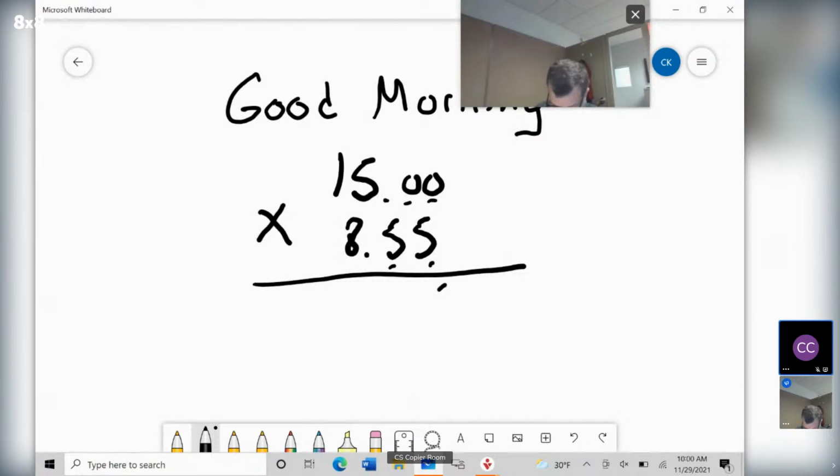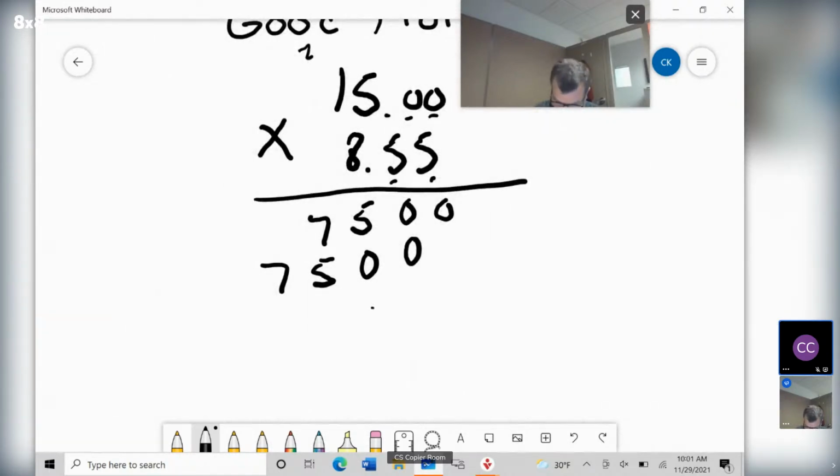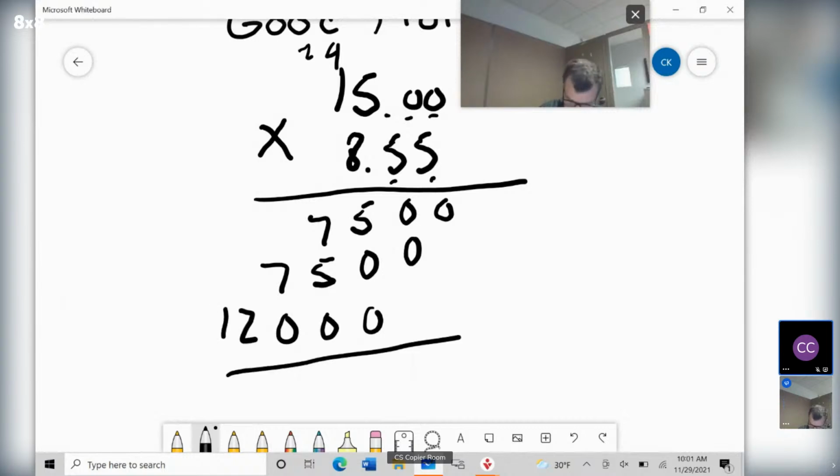It would be 0, 0, 5 times 5 is 25. Carry the 2, 5 times 5 is 25, plus 2 is 27. Then we move over 1, so that's 0, 0, 25. Carry the 2, and that's 7. And the last thing would be the 8, so it would be 0, 0, 40. Carry the 4, 8 times 1 is 8, plus 4 is 12. And then we just bring everything down.